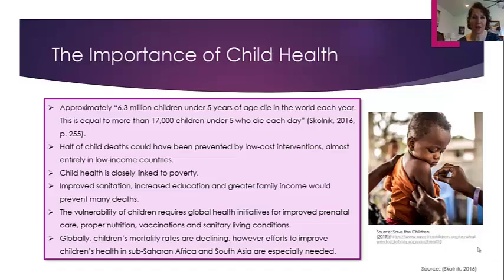So why is child health important? Well, approximately 6.3 million children died under the age of 5 in the world each year, which is equal to more than 17,000 children under 5 dying each day. And tragically, half of child deaths could have been prevented by low-cost interventions. Child health is closely linked to poverty, so improved sanitation, increased education, and greater family income would have prevented many deaths.